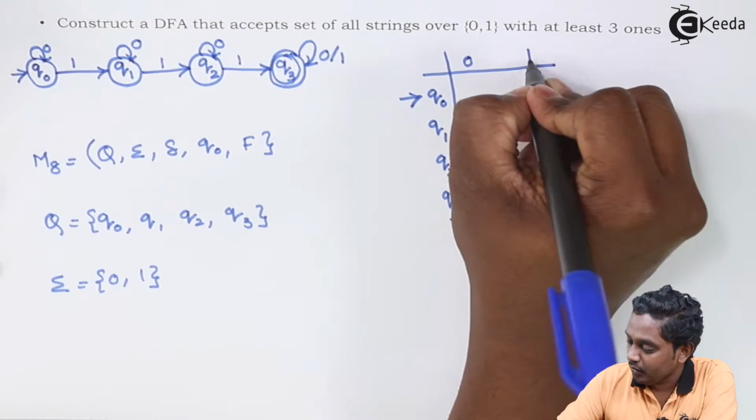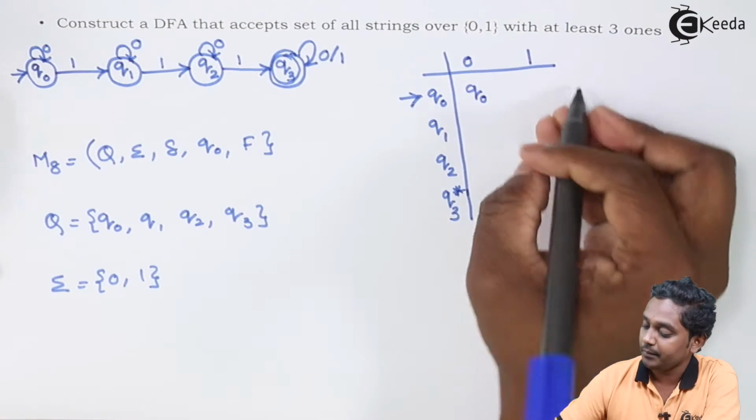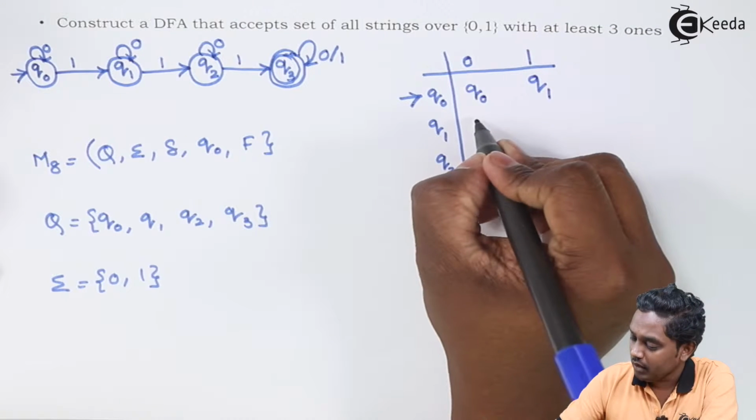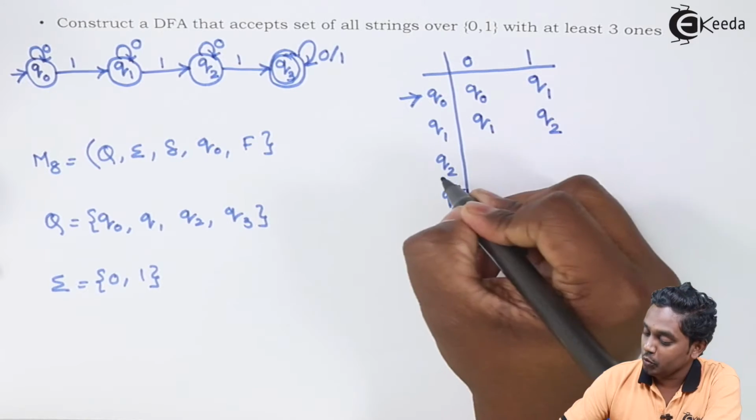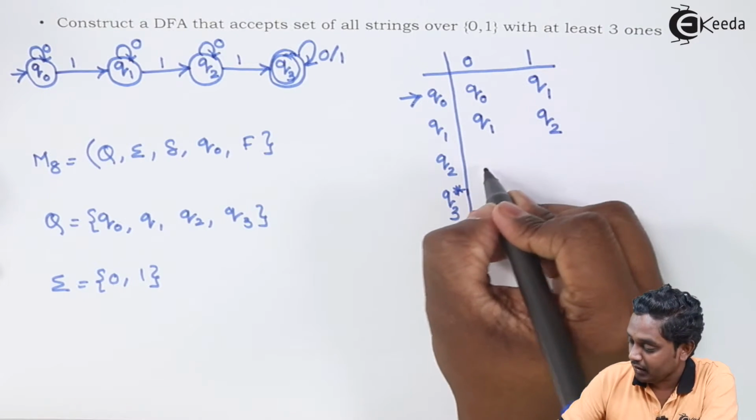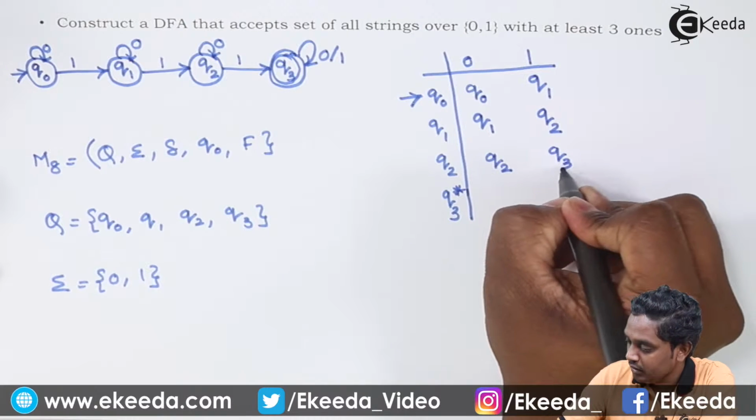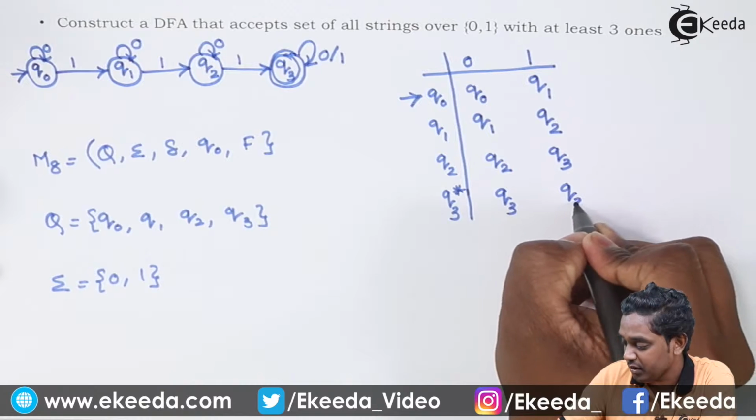On input alphabet 0 and 1, Q0 on 0 is transiting to Q0 only. On 1, it is going to Q1. Q1 on a 0 is staying in Q1 only. On 1, it will go to Q2. Q2 on 0 will stay back in Q2 only. On 1, it will go to Q3. Q3 on 0 will be on Q3, and Q3 on 1 is also going to be on Q3 because we have already finished with 3 ones.